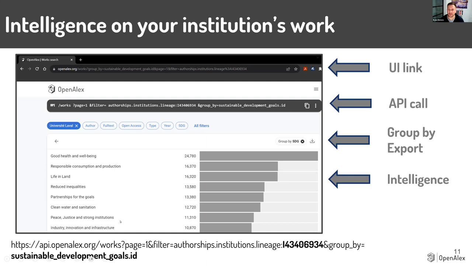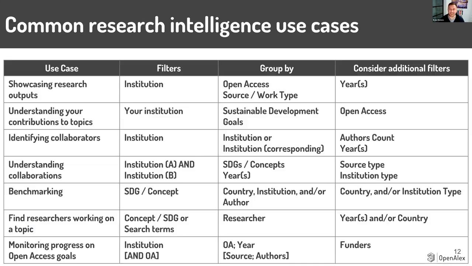Everything that you'll do for research intelligence follows this really simple model. And what I love about it is it allows you to showcase all of the different types of research intelligence questions you could have in a very easy to see table. So the example here is on the left, you can see the use case that you might use it for, suggested filters that I think you would probably use to do that analysis, and then what I imagine you might group by. And then you can see on the right, there's additional things to consider.